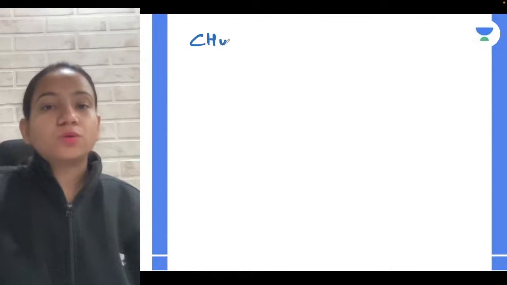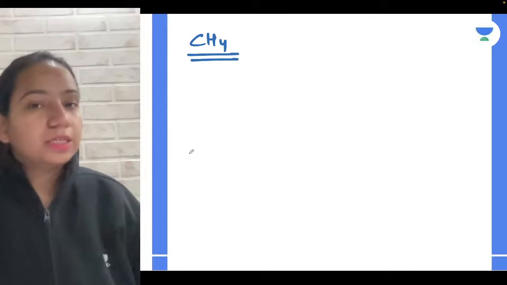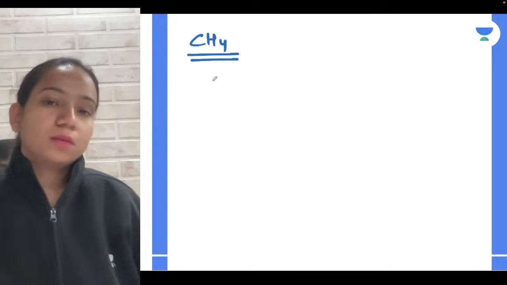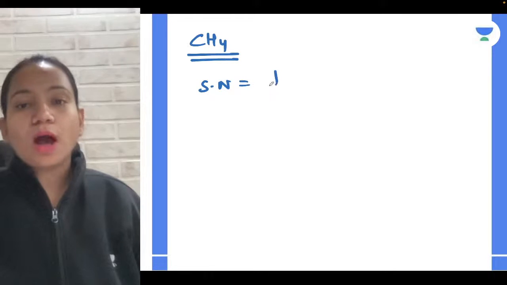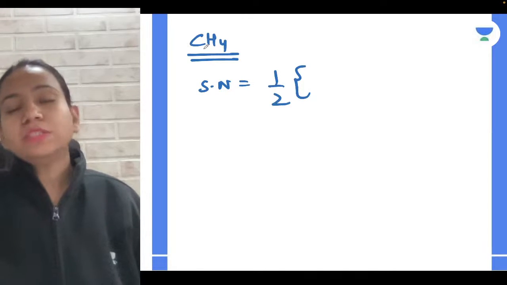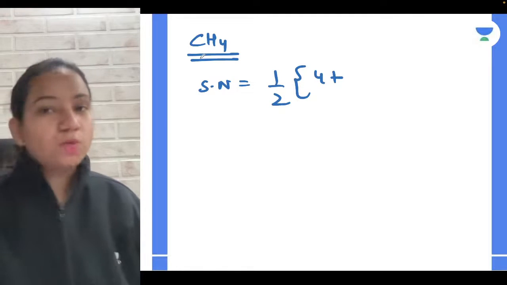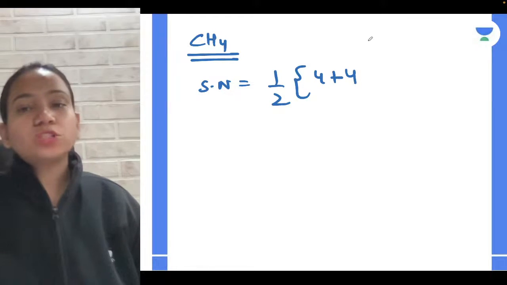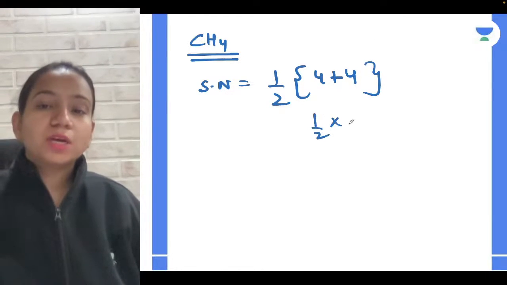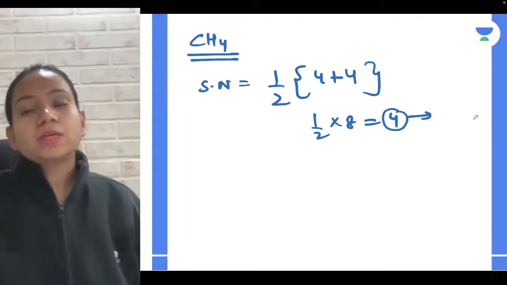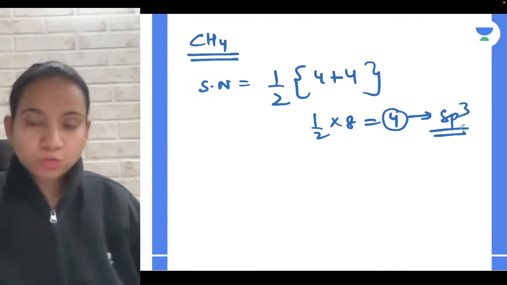Suppose you have CH4, the same thing that we have calculated. The steric number is equal to half V. Carbon contains how many valence electrons? 4, plus hydrogen. Hydrogen makes only one bond, so 4. There is no positive or negative charge, so half into 8. You have got 4, which is sp3. Steric number is 4, so sp3.